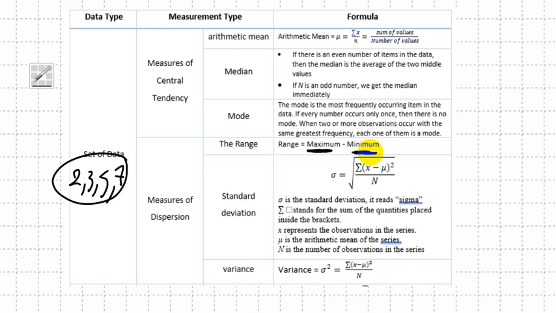Next, to find the standard deviation, as we said, sigma equals the square root of the sum of (x minus mu) squared divided by the number of elements, and the variance is the standard deviation squared.